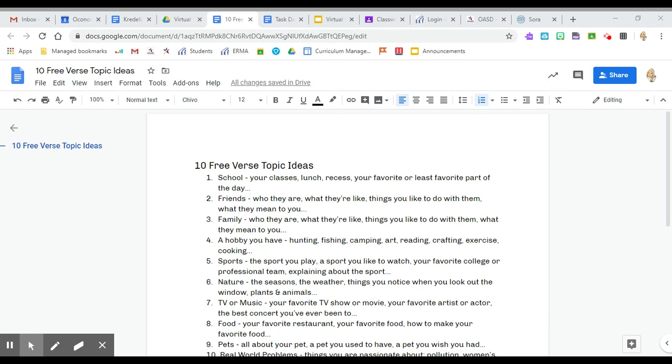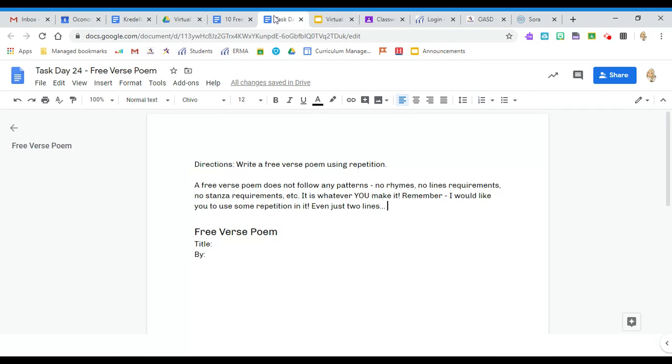Today, I'm going to fly through this with you. I just have really quick directions to give you. Your task for the day is going to be to write a free verse poem using some sort of repetition. These are the two things we looked at yesterday: free verse poems and repetition in poetry.